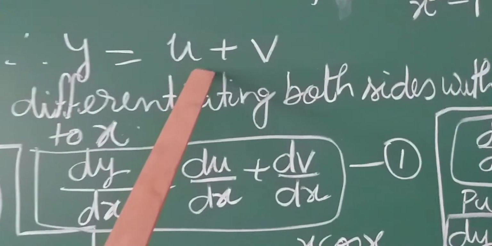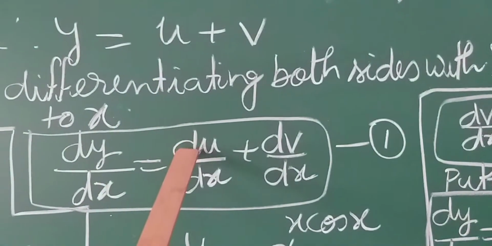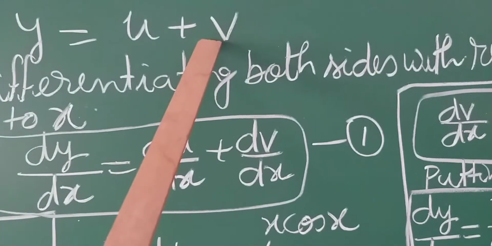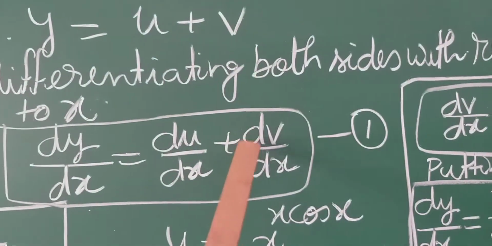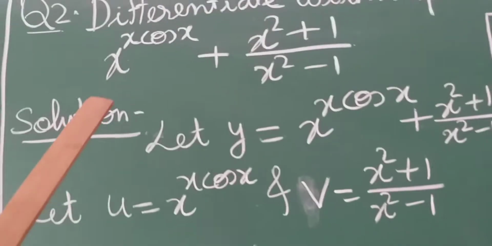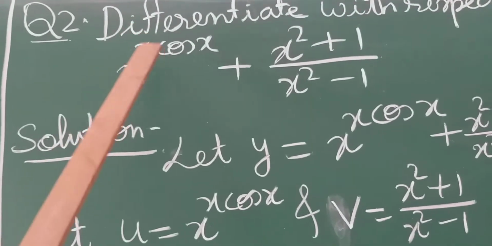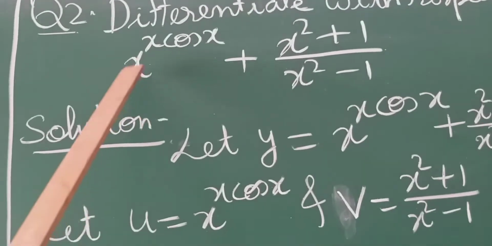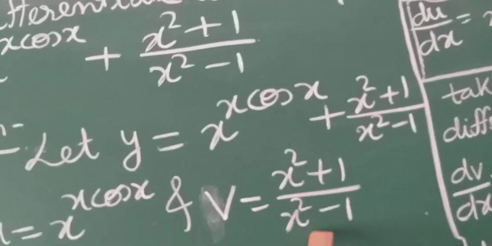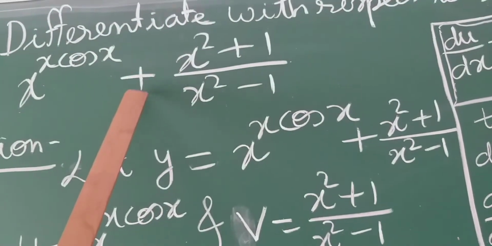U has no x term, so its differentiation cannot be obtained directly; we have to write du by dx. Similarly, v's differentiation cannot be obtained with respect to x, so we will write dv upon dx. So always remember, students, when the power of the main variable is a variable, we have to suppose them separately, if there is a plus or minus sign between them.